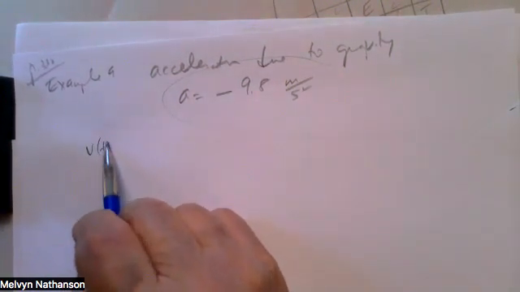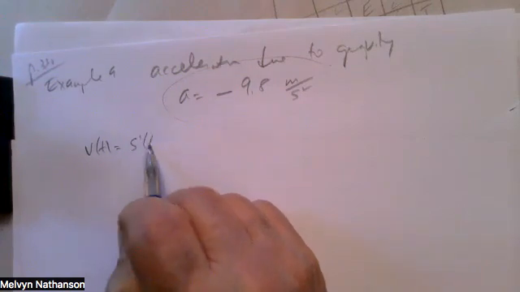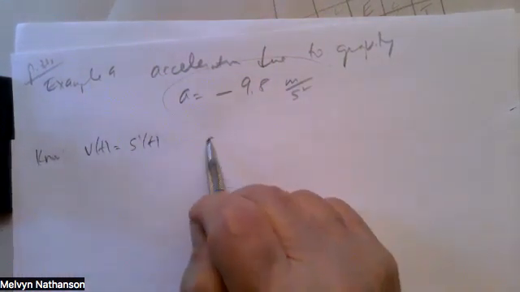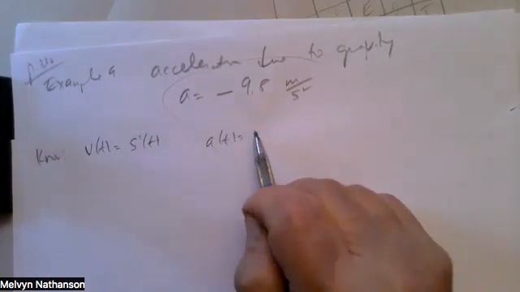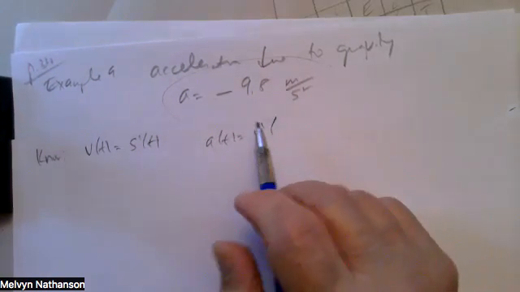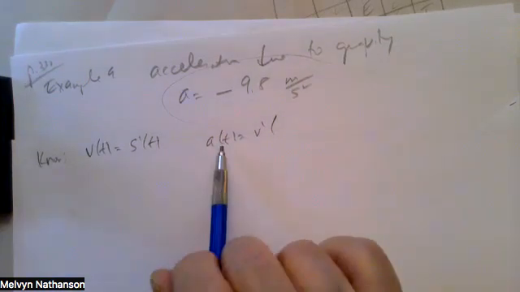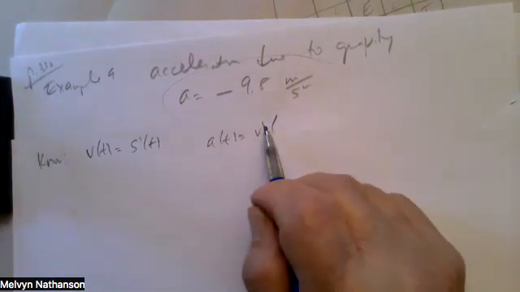And we know that the velocity of a particle is the derivative of the position, and the acceleration of a particle, this is the definition of acceleration. These are the different definitions of acceleration and velocity. Acceleration is a derivative or the rate of change of velocity.